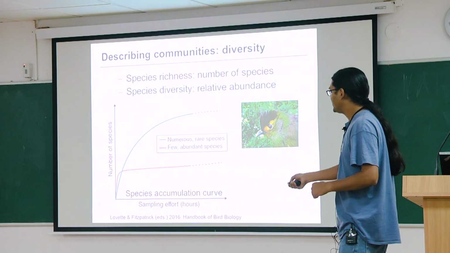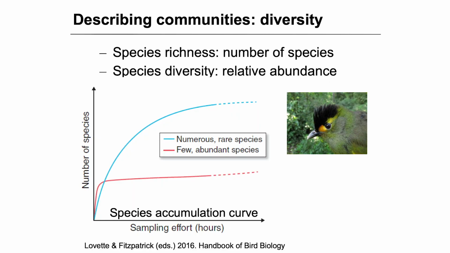Let's look at two communities here. On the x-axis is sampling effort in hours. Right over there, you've not done any sampling. You've not gone out and counted birds, not gone out and looked for birds. And as you go along this axis, you spend 1 hour, 2 hours, 3 hours, 4 hours, 5 hours, 6 hours, and so on, looking for birds. So your effort in terms of looking for birds is increasing on the x-axis. The y-axis is the number of species.